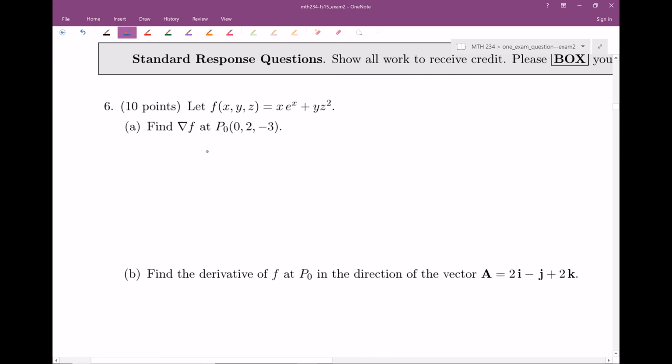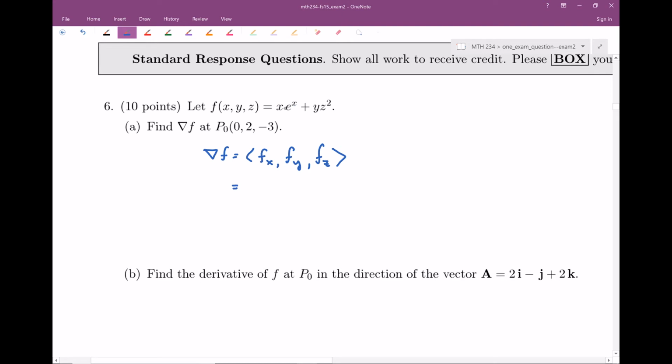So remember the gradient here, we have x's, y's, and z's. So this is going to be the partial derivative with respect to x, the partial derivative with respect to y, the partial derivative with respect to z as our three components of our vector here. So let's go ahead, take the partial derivative with respect to x.